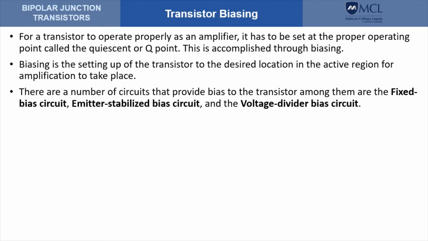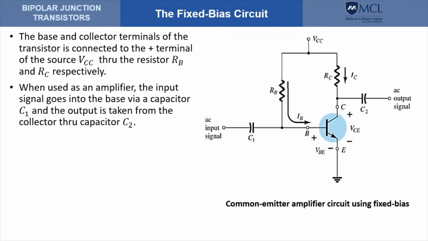There are a number of circuits that provide proper bias to a transistor, and among them are the fixed bias circuit, the emitter stabilized bias circuit, and the voltage divider bias circuit. Here we have a common emitter amplifier circuit that uses a fixed bias circuit to provide the correct bias to the transistor.